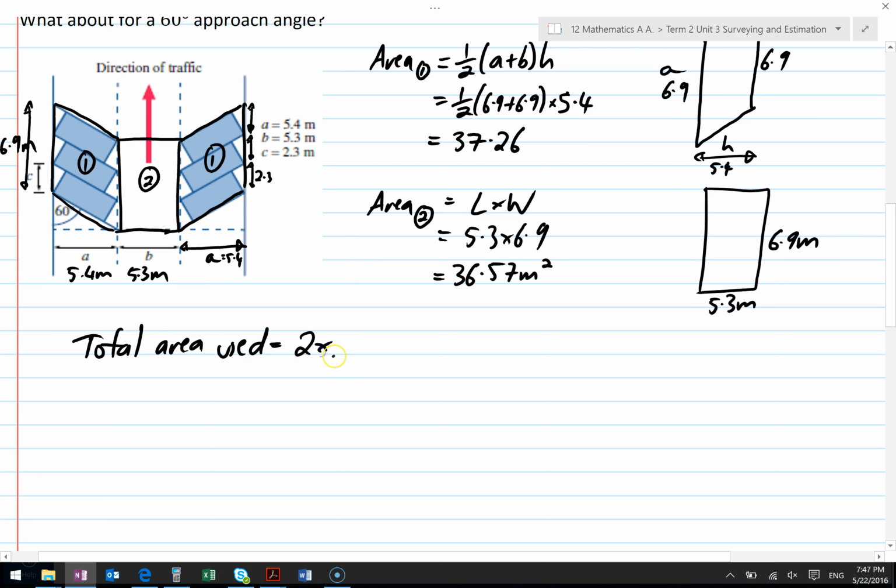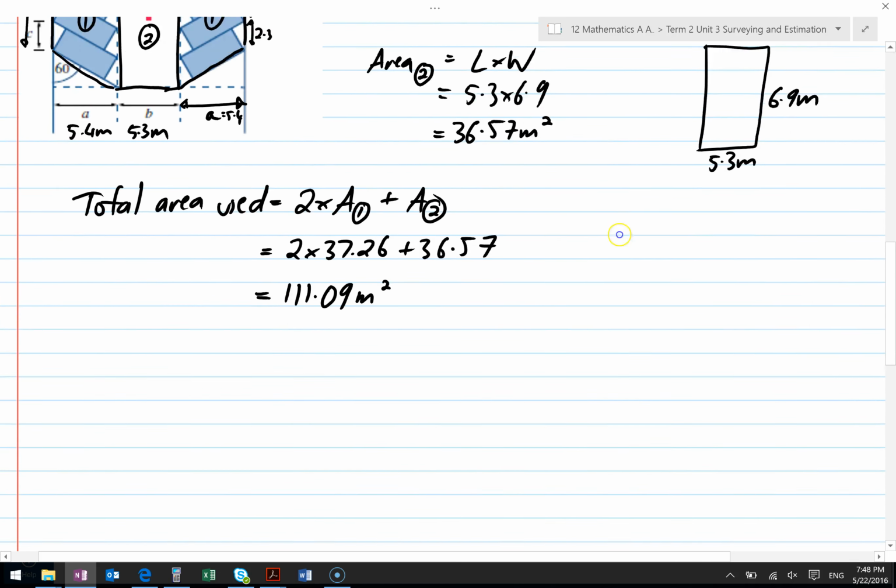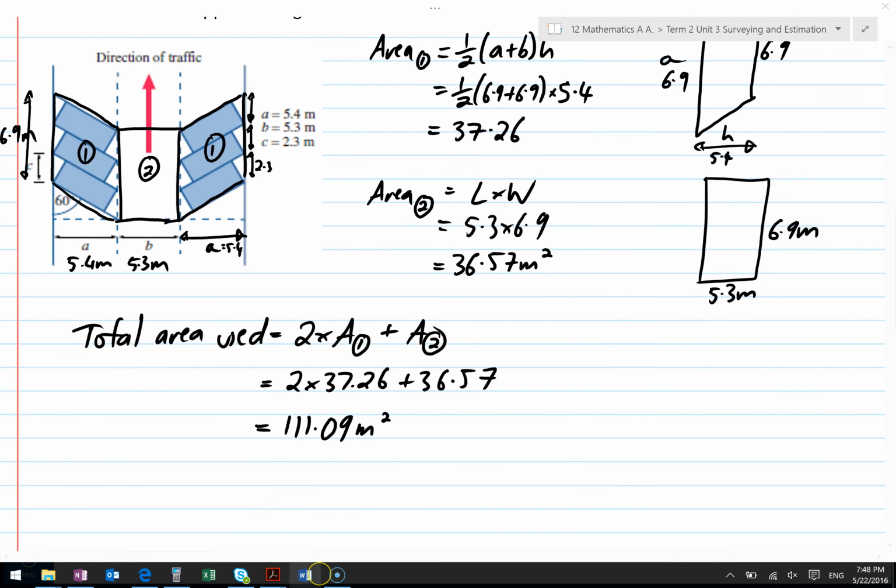My total area used will be two lots of area 1 plus one lot of area 2. Remember, because I've got these two lots of that first area. Sub these in: 2 times 37.26 plus 36.57. And I'll get the total area that was used, 111.09 meters squared. I found the total area that's been used for those car parks. I have 1, 2, 3, 4, 5, 6 car parks.